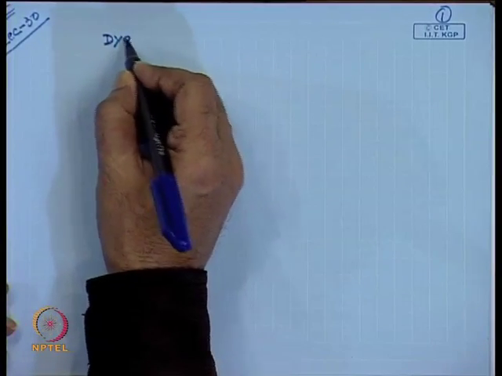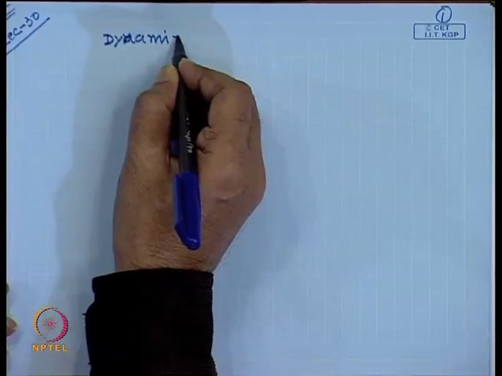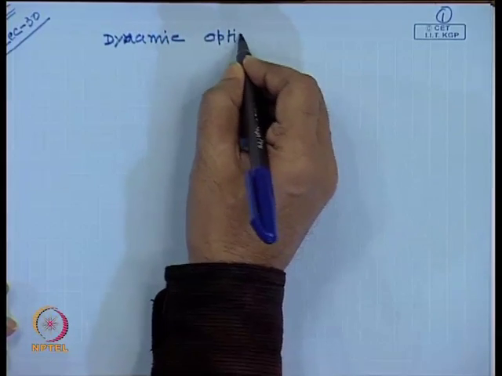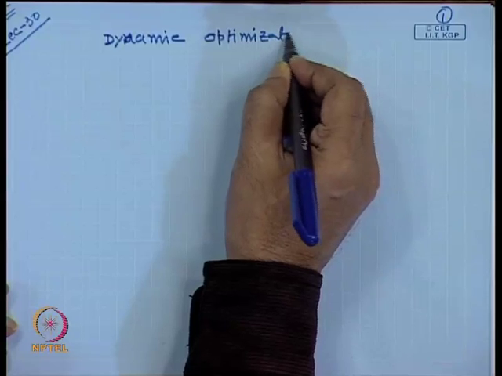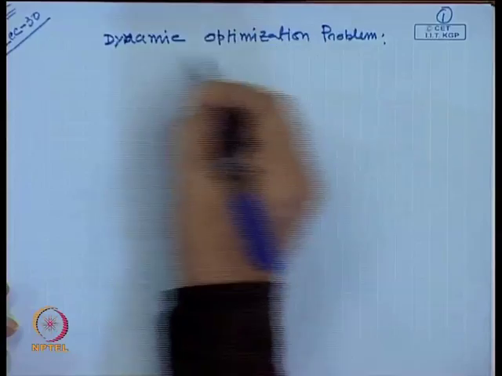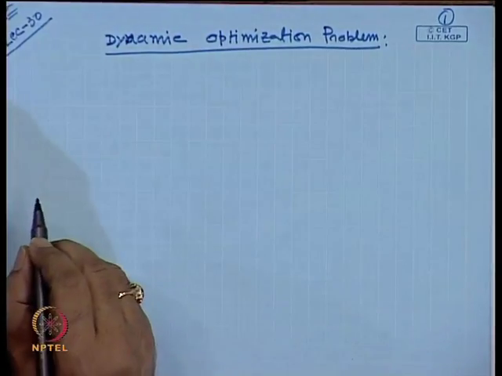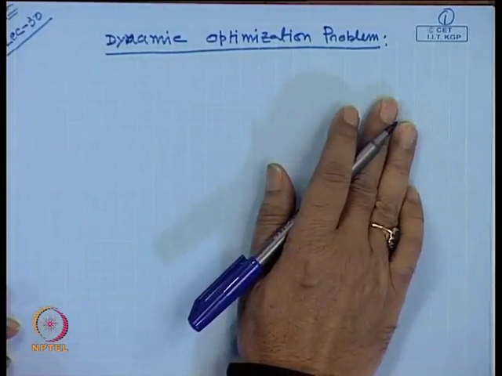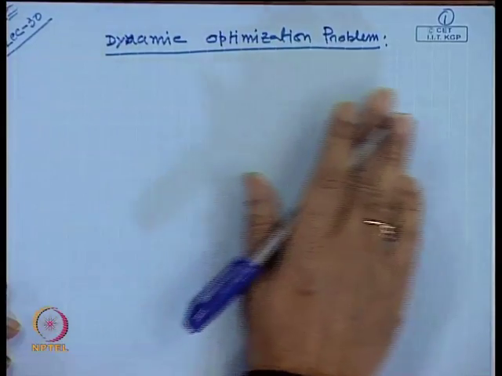The next part of our course is dynamic optimization problems. The objective function is there, and our constraint may be dynamic in nature, an equation. So, our next topic is dynamic optimization. First we discuss the basic concept of what is a function and what is a functional.